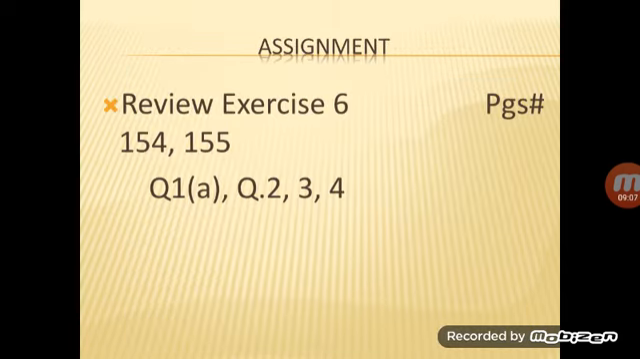Hence you can solve some questions as you practice from review exercise 6, pages 154 and 155. Questions number 1a, 2, 3 and 4 are the given assignment to solve.